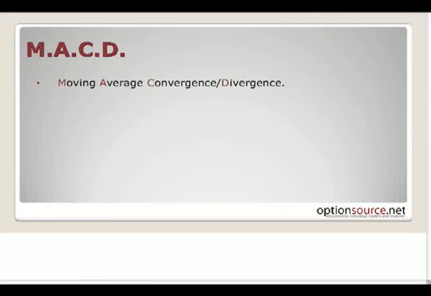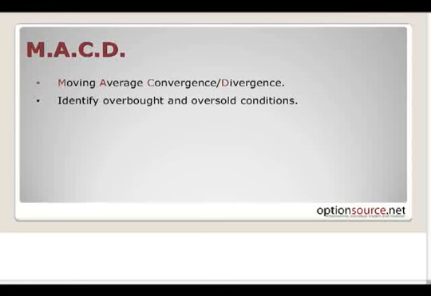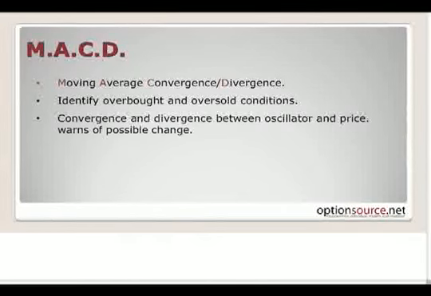Now, MACD stands for Moving Average Convergence Divergence. It's a very popular lower indicator, and really what we're looking at doing is identifying overbought and oversold conditions, essentially where trends, say to the upside, are starting to lose strength, or trends to the downside are starting to lose strength, and we're doing that based on price action. And we're also, and I'll give you an example of this, looking for convergence and divergence between the oscillators and the price, warning us of a possible change.